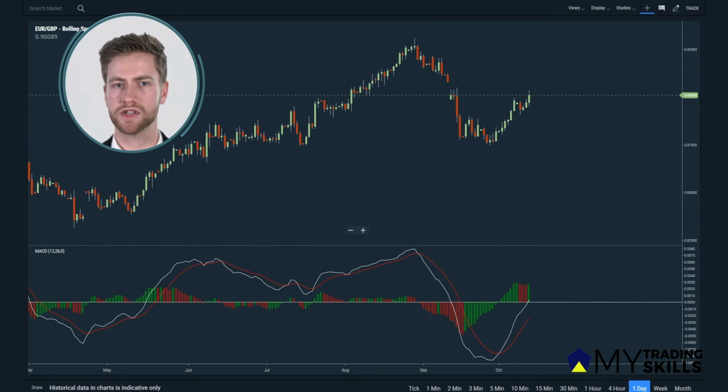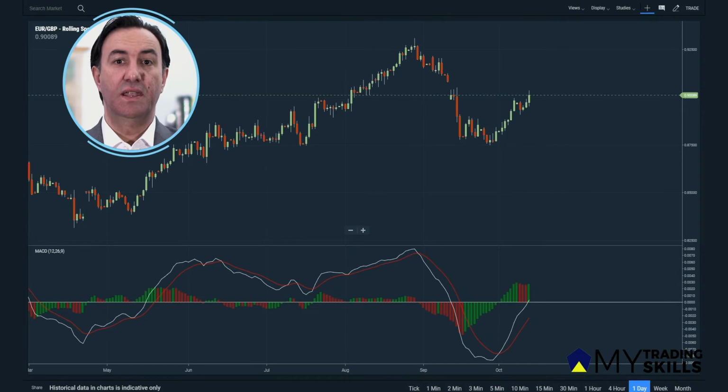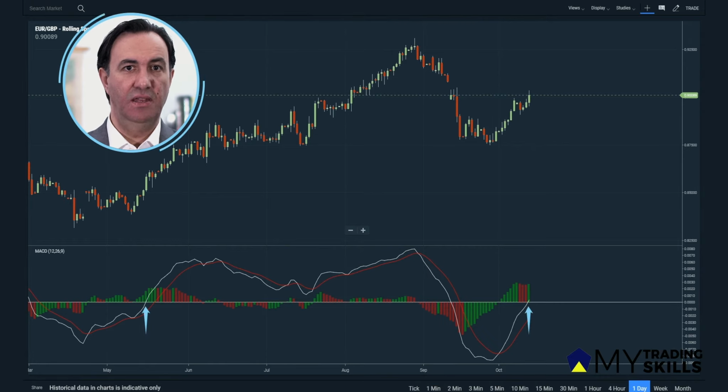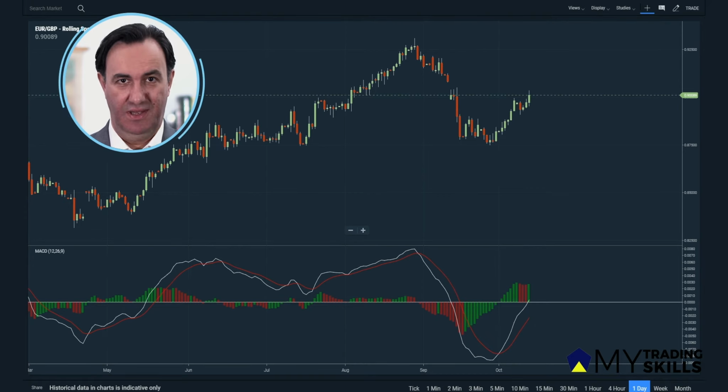Okay, so what's the centerline crossover then? A center line crossover is another MACD signal. When the MACD crosses up over the central line, it turns positive, indicating that the shorter period EMA has crossed up over the longer period EMA.